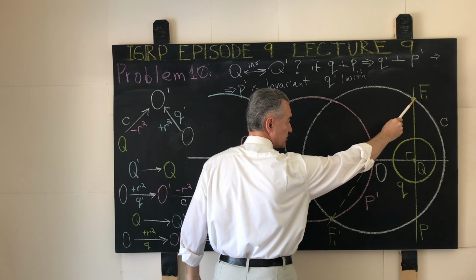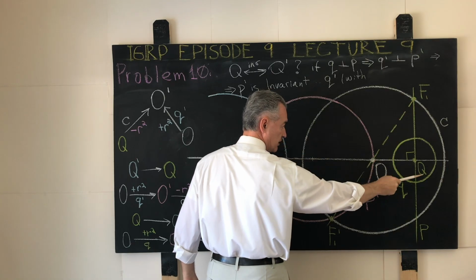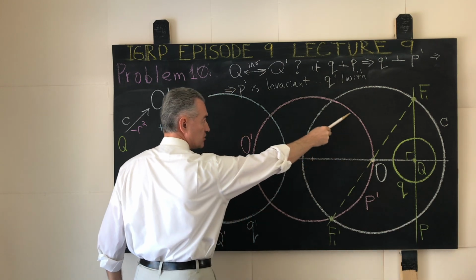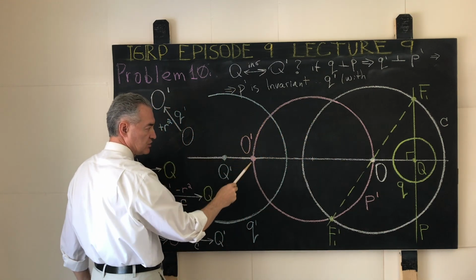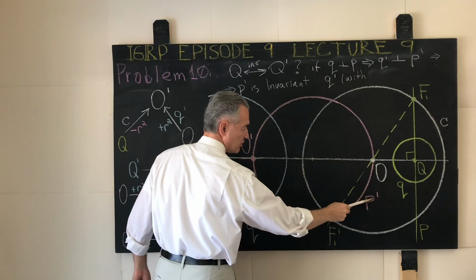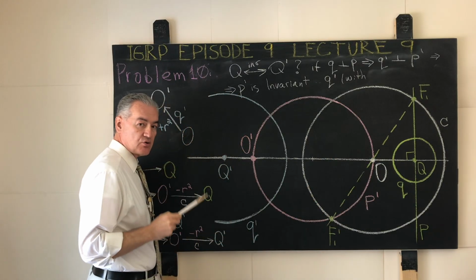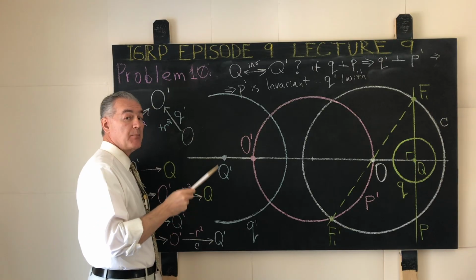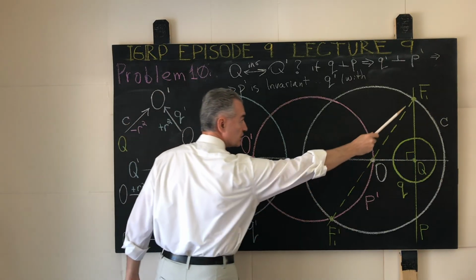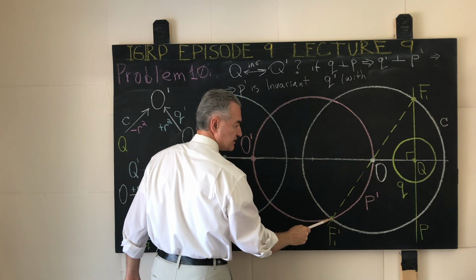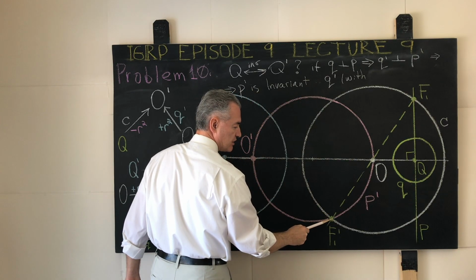The image circle of this straight line will be a circle that does pass through the center of inversion. The image of this straight line will be the pink circle P prime. It will pass through the center of inversion, but it will pass through the point, which is what? Which is diametrically opposite to the point F1 on the circle C. So this will be the point that it will pass through.